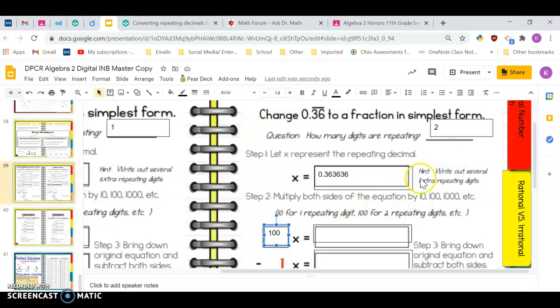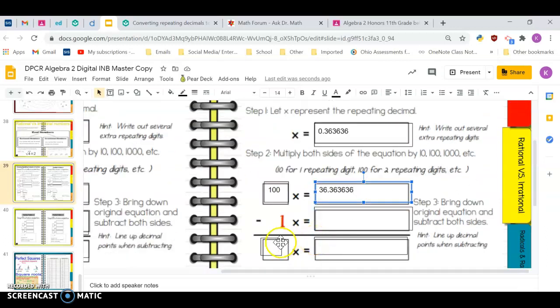Now when I do that, that's going to move one of those 36's in front of the decimal point, turning it to 36.363636. And it keeps repeating, as we know. And what I'm going to do, just like we did before, we're going to subtract these x's and subtract this new decimal from our original repeating decimal.